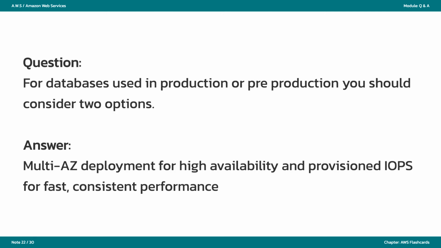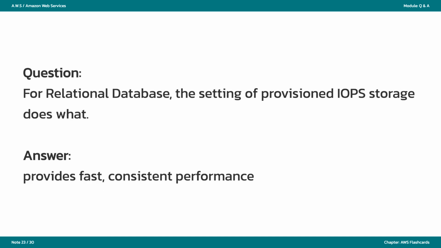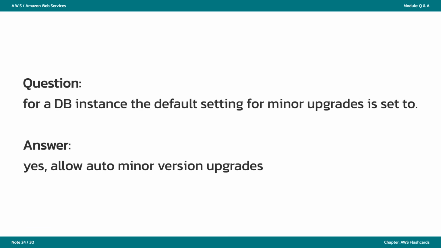Question: For databases used in production or pre-production, you should consider two options. Answer: Multi-AZ deployment for high availability and provisioned IOPS for fast, consistent performance. Question: For a relational database, the setting of provisioned IOPS storage does what? Answer: Provides fast, consistent performance. Question: For a DB instance, the default setting for minor upgrades is set to. Answer: Yes, allow auto minor version upgrades.